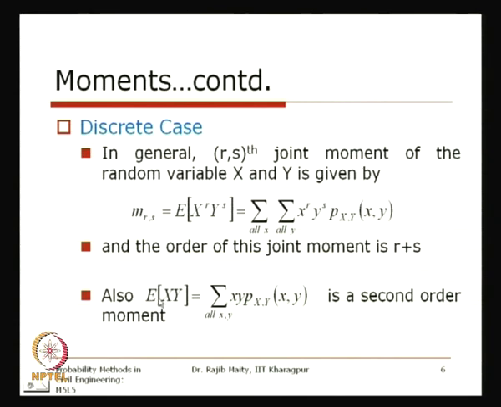So, if we now want to take the expectation of x y, that is, both r equals 1 and s equals 1, then it is the summation over all possible x and y. Basically, this is a double summation in the sense that two random variables are there, but here it is written together as over all x and y, x multiplied by y multiplied by their joint mass function. And so, this expectation of x y is a second order moment, because r equals 1 and s equals 1 here. So, this is a second order moment.